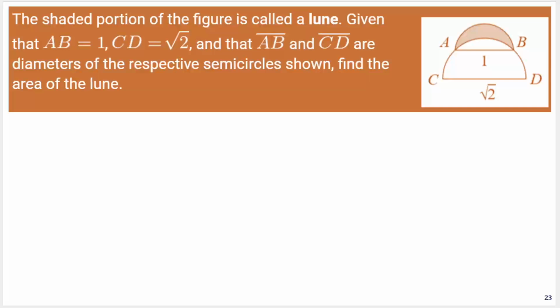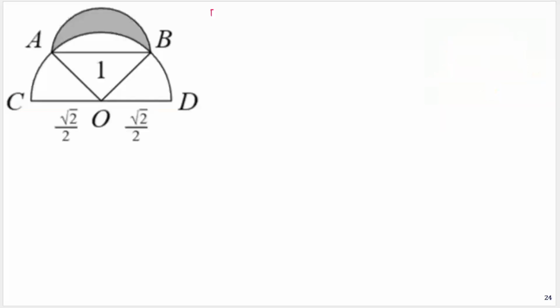Alright, let's have a look at the solution together. So we could start by noting that if we can find the area of this circular segment, then we could find the area of the lune, right? Because the area of the lune equals the area of the small semicircle subtracted by the area of the circular segment AB.